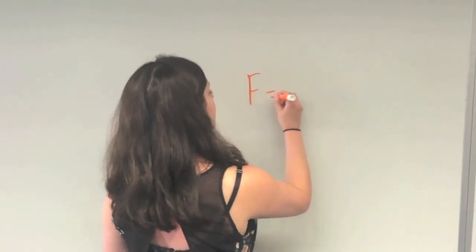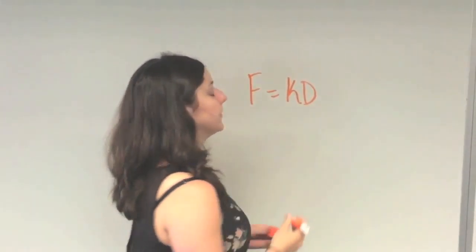In order to apply this formula, we need to know some basic physics laws. The first law is Hooke's law, developed by Robert Hooke. Hooke's law states that the force F required to compress or stretch a spring is proportional to the distance d that the spring is compressed or stretched from its original length. The formula is F equals kd, where k is the spring constant.